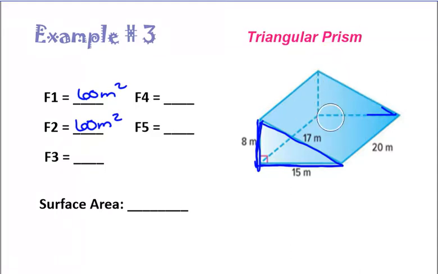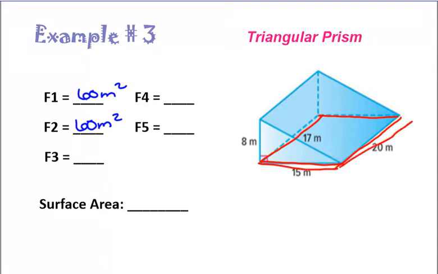All right, let's take a look at our rectangles now. We'll do the one on the bottom first, the one that it's sitting on, this one right here. This one has a base of 15 and a height of 20. So 15 times 20 is going to be 300 meters squared.